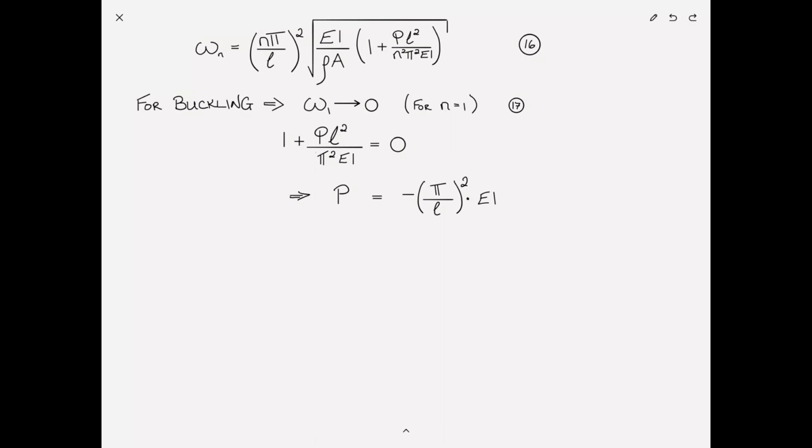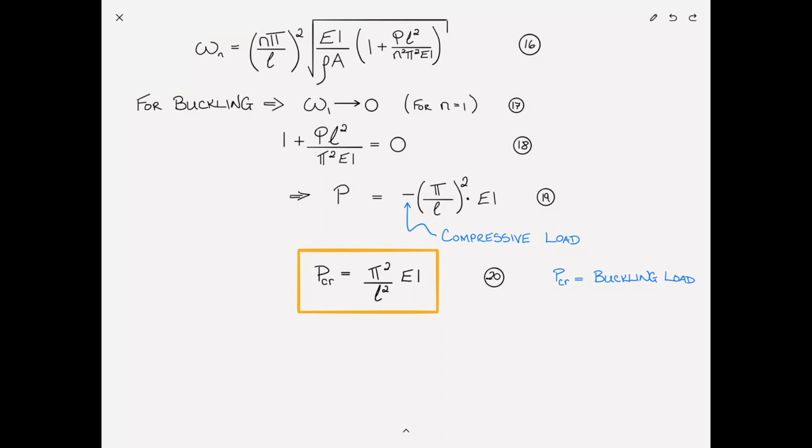The reason for this negative sign is what I indicated earlier: it's a compressive load, and only under compression can this column buckle. Let's give it some numbers, 18, 19. And then we're going to define the magnitude of this as the critical load. So the critical load, P sub CR, is equal to pi squared divided by L squared times EI. And P_CR is the critical or the buckling load. We'll call this number 20, and let's put a box around it.